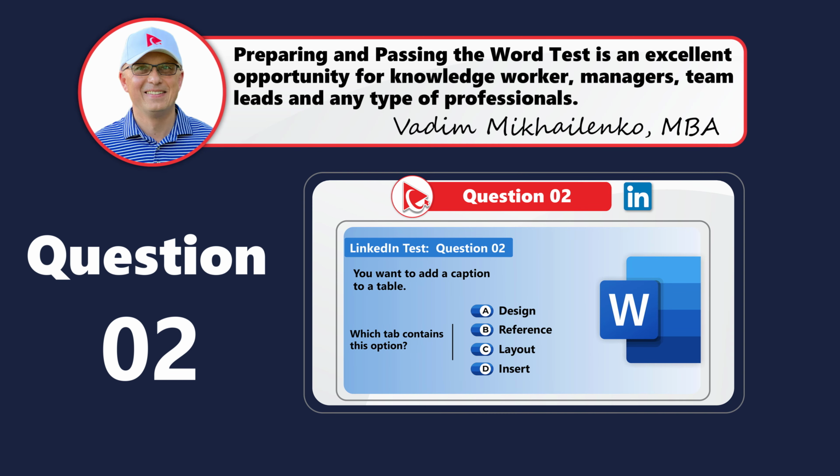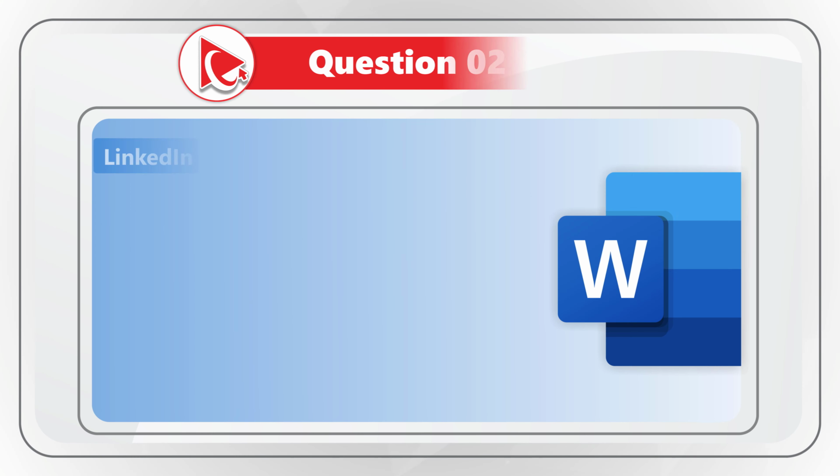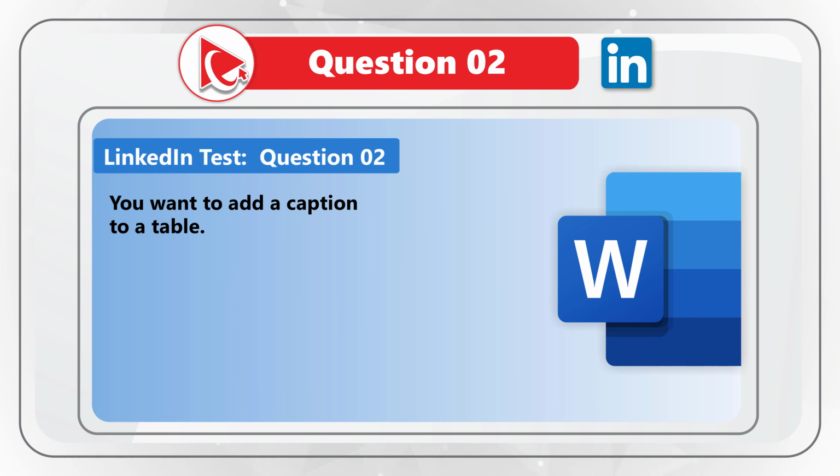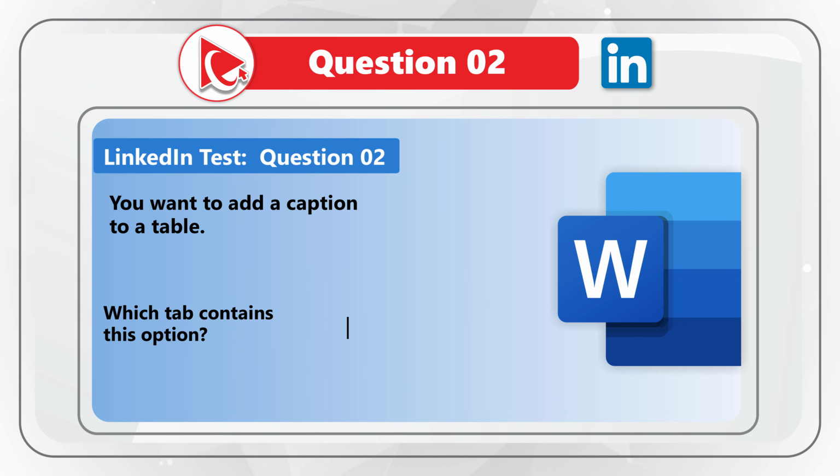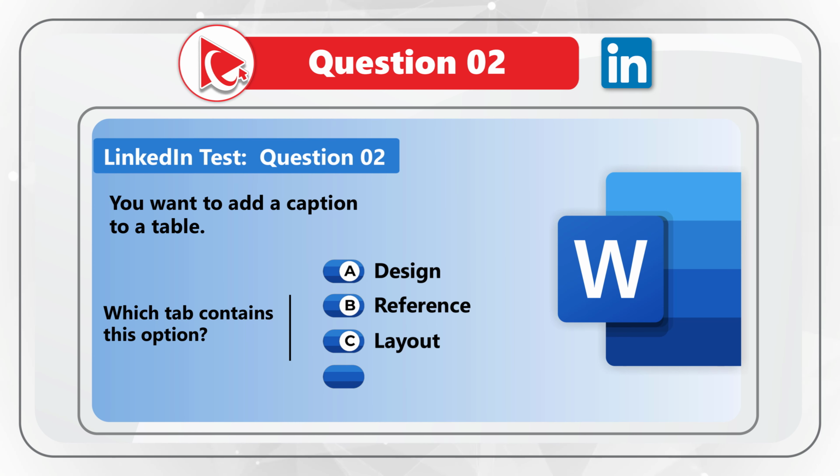Question 2 tests your knowledge of the Microsoft Word feature called captions. You want to add a caption to a table. Which tab contains this option? And you have 4 different choices. Choice A, Design. Choice B, References. Choice C, Layout. And then choice D, Insert.